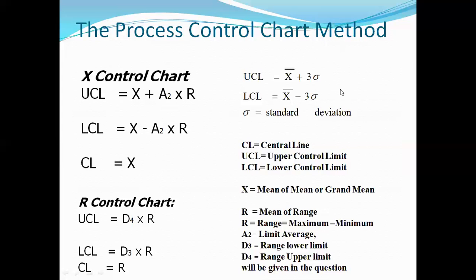If the standard deviation is given, the upper control limit is X double bar plus 3 sigma. So here X is replaced with the X double bar. So here X double bar is also present. Okay.